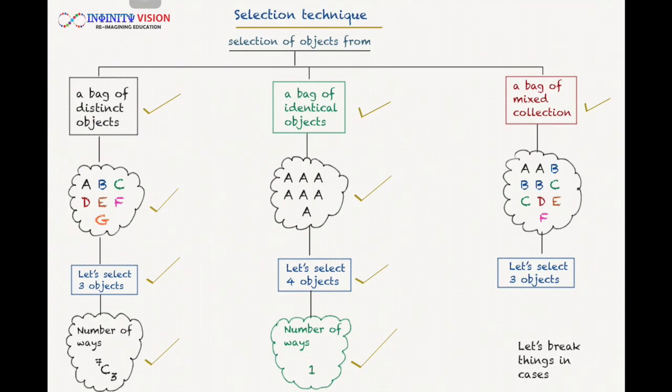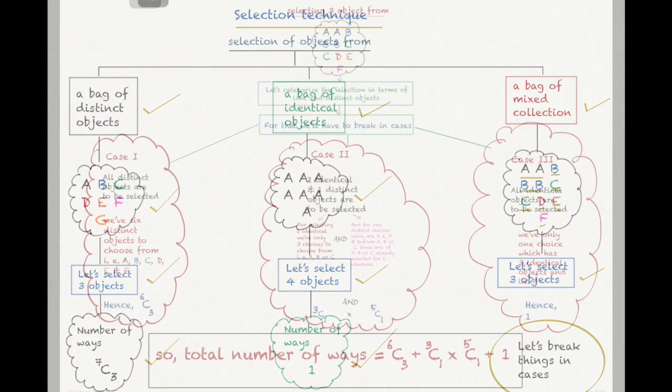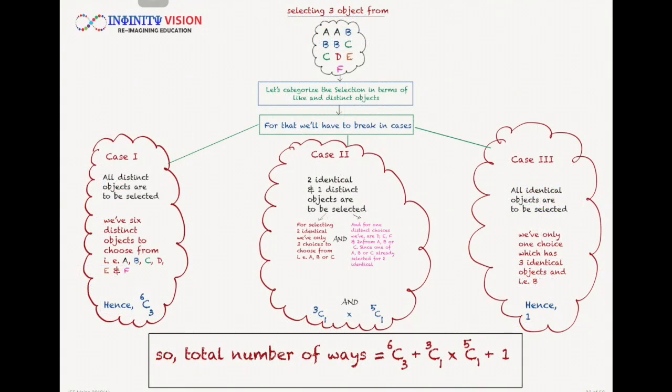Now coming to the mixed bag collection, when you open a refrigerator, you see 2 Cadbury, 3 Bourbon, 2 another Cadbury, D, E, F. So you have 10 chocolates, but 2 are of the same category, 3 are identical, then 2 are identical, and then you have distinct D, E, F. Now you have to select 3 objects. Now this is tricky. So let's break things into cases.